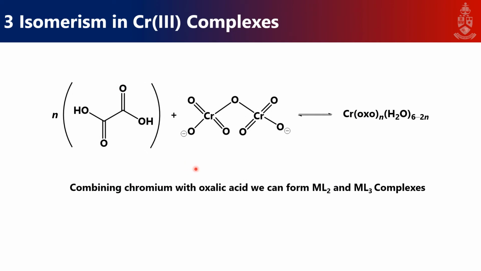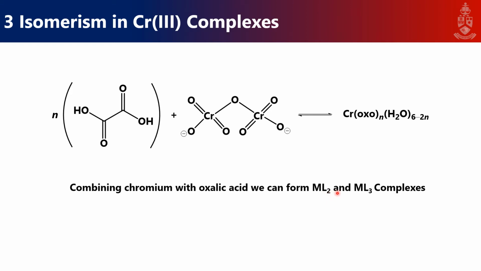Okay, so we're dealing with isomerism in chromium complexes. And the 2 types of complexes we'll be looking at are ML2 and ML3 complexes of chromium with oxalic acid, and that's abbreviated ox, so oxalic acid ox. So we can either have 2 ox ligands in our chromium complex, and if we have 2 ox ligands, then we're going to have 2 aqua ligands in the complex as well, in the inner sphere.